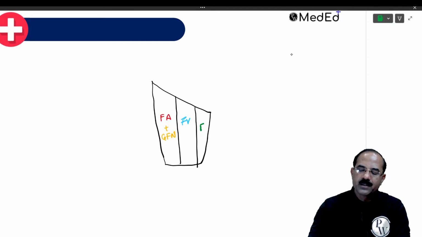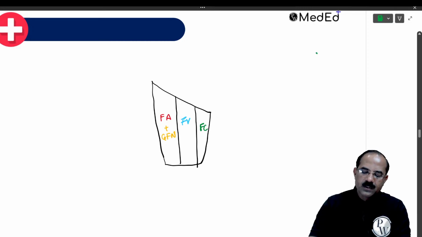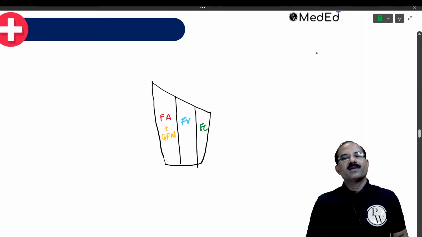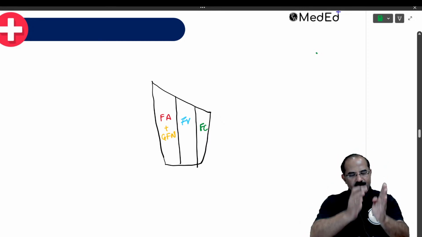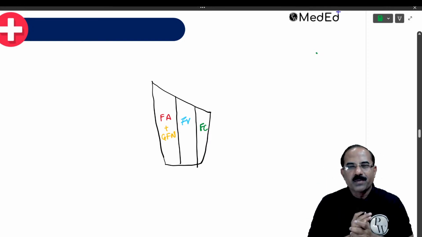The medial compartment is empty. What is this known as? The femoral canal. इसे हम बोलते हैं femoral canal. ठीक है, समझ में आ रही है? So lateral, intermediate and medial compartment.